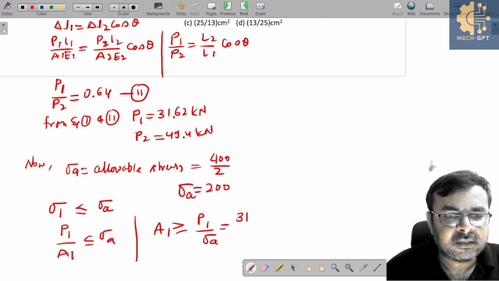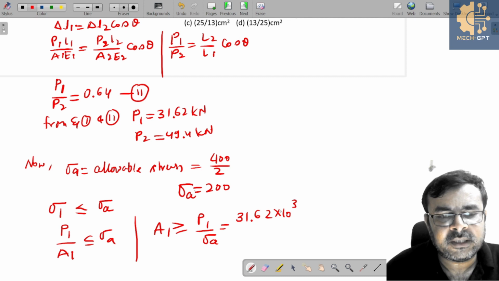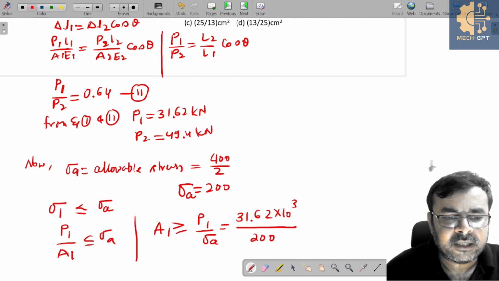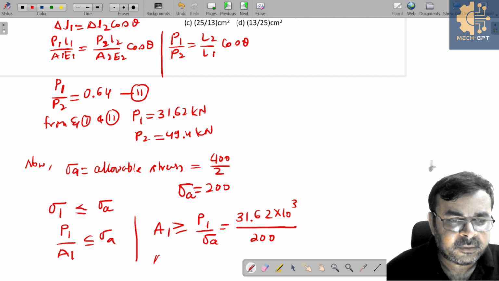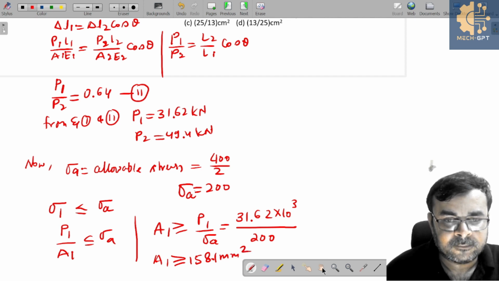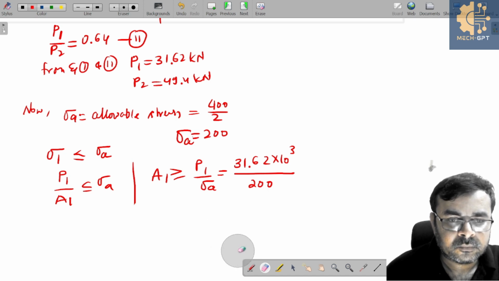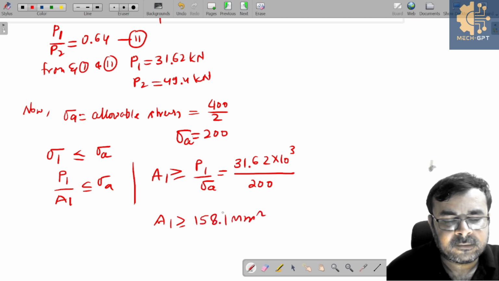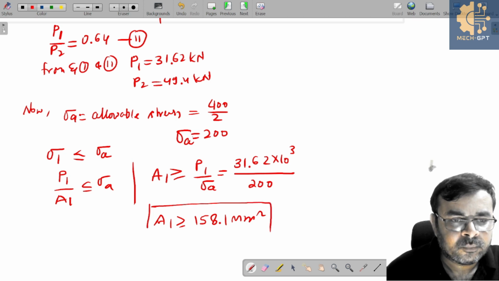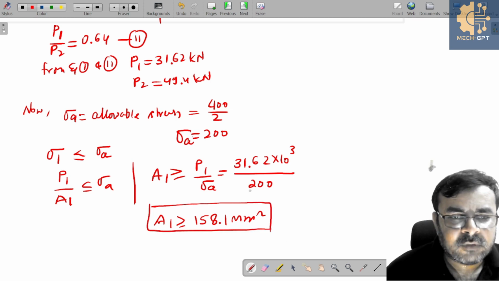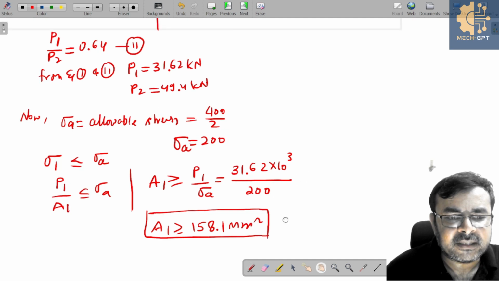P1 is nothing but 31.62 into 10 power 3 over, what about sigma? This is 200 megapascal. So when you simplify this, then you will get A1 is greater than or equal to 158.1 millimeter square. Yes or no? Correct? 158.1 mm square. This is total area. Is it clear?